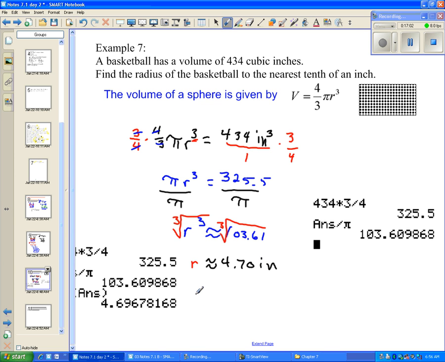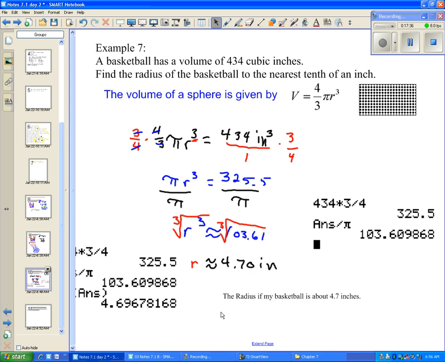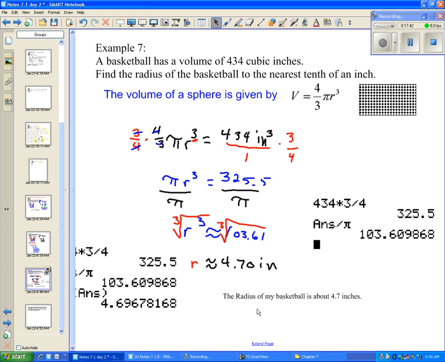So I can then say that my answer is, the radius of my basketball, don't make fun of my typing, is 4.7 inches. And I'm going to slide over here and say is about 4.7 inches. If I give you a question in words, I would like your answer in words. So please don't forget that. The radius of my basketball is about 4.7 inches.